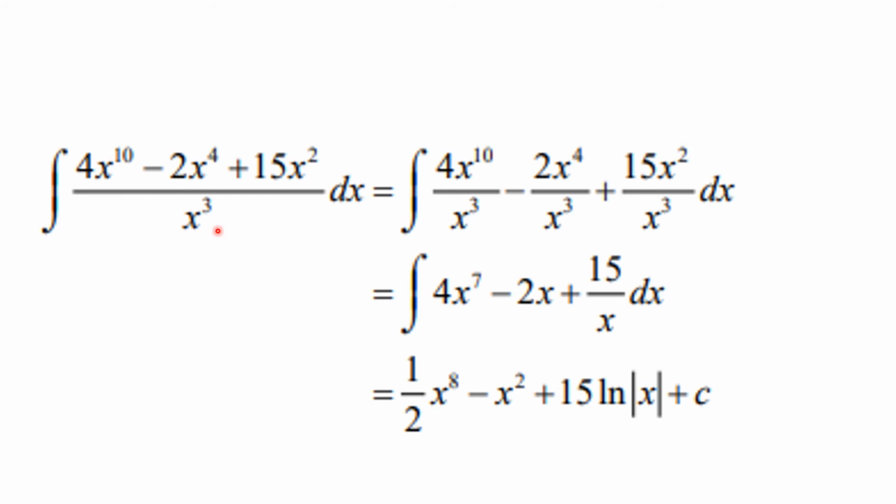Here again, there is no quotient rule for integrals, and so what we're going to do is divide this x cubed into each one of those terms using the distributive property. So here we'll have a net of 4x to the 7th, here we'll have a net of 2x, and here we'll have a net of 15 over x dx. We're going to do this term by term. We're going to lump all our constants together. And so the 4 and 2, minus 2 and 15 just will sit there. We pull them out of the integral, but then we integrate here and divide by the new exponent. We will get 1/2 x to the 8th minus x squared plus, this is going to be 15, and this is the natural logarithm of the absolute value of x. And again, we lumped all our constants together.